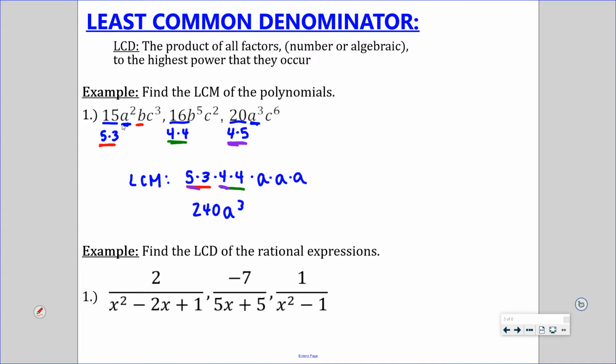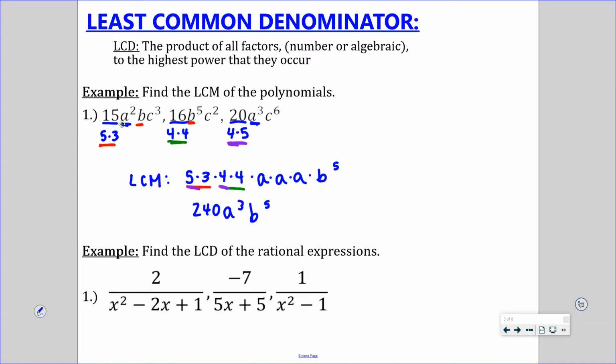B. How many do I have here? 1. How many do I have here? 5. 5 and none. 5 B's. So we need 5 B's. Yep. So Connor said yes. You pretty much just take the largest amount, if that makes sense to you.